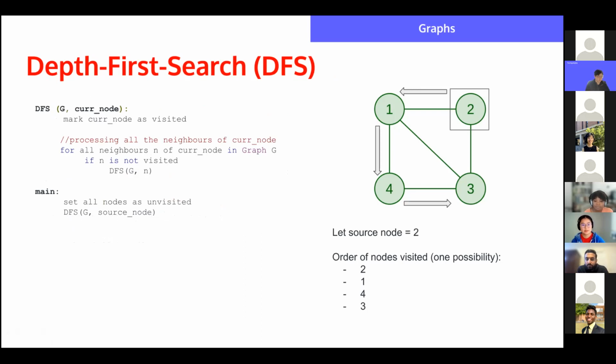And this concept applies to DFS too. So here you also need some way of tracking if your nodes have been visited or not. So you could use the same array, and then whenever you visit a node, you would just update your array.